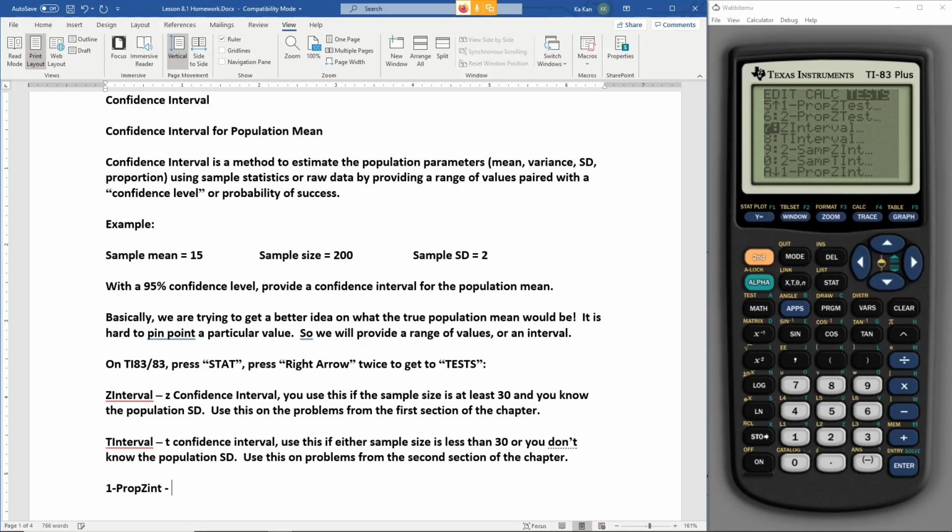This is what we call the one-sample proportion Z interval, a confidence interval. Here's a mouthful on this one. Basically, this is to test not the mean, not the average, but the proportion. I'll explain. Use this on problems from the third section of the chapter.